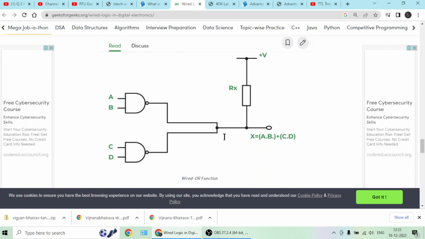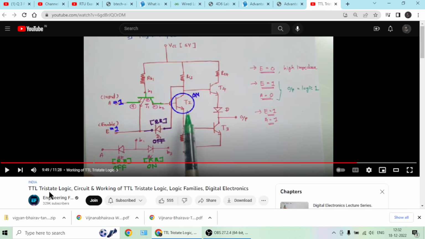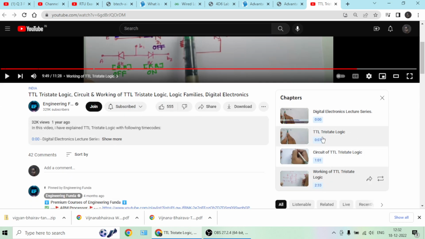Now this is a good resource. I will add the link. Another very good resource is for answering the other part of our question, which is we need to know what is a totem pole output. It is just transistors connected together to give us a NAND gate or AND gate or whatever gates you want, but what is totem pole output and all that you can study and understand from a very good playlist from Engineering Funda, and this channel will explain everything.